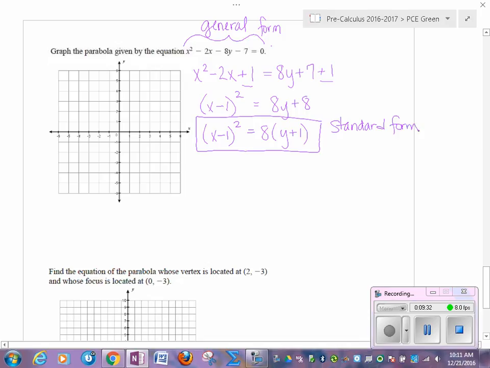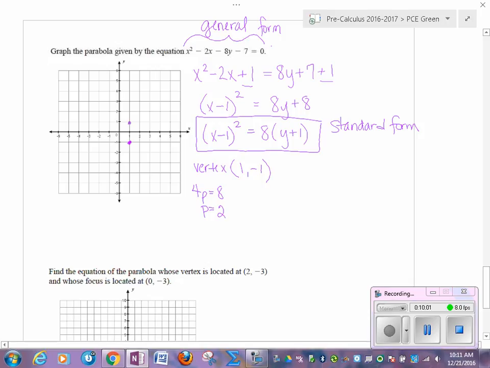Okay, now our vertex is no longer at the origin. Our vertex is now located at (1, -1). So our vertex is here. So notice we've changed where our vertex is. Now, the 8 in front of the y plus 1 is representing our 4p value. So we have a p-value of 2. Now, since our p-value is positive, it starts with an x squared. So this is going to be opening up.